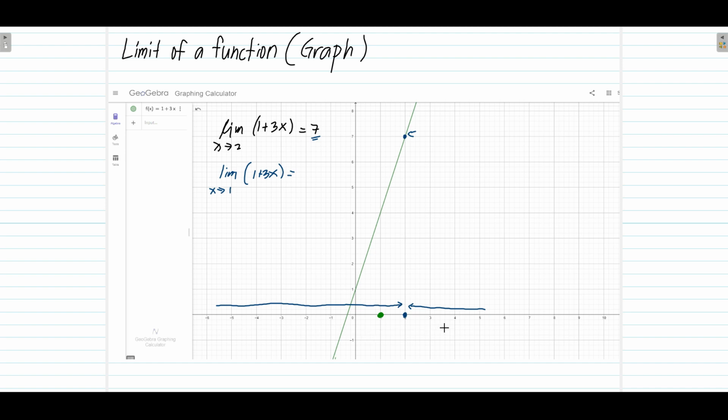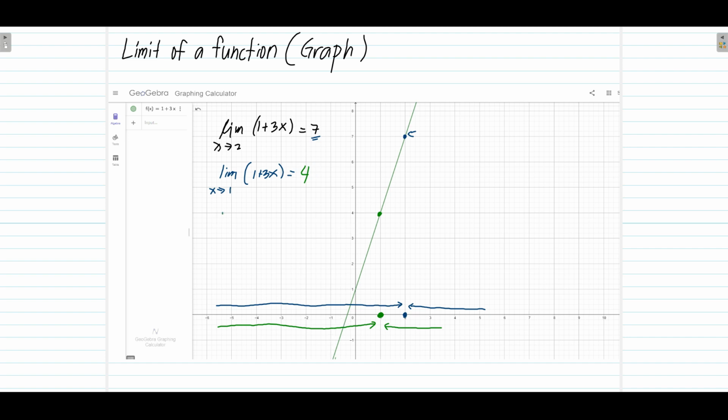So from right, pag papunta tayo dito sa positive 1, the value of the function will be at 4. So from right is 4. From left naman, the value of the function coming from the left, if we approach positive 1, is also positive 4. So without doing your table of values, we know that the limit of this function as x approaches 1 is 4. That is based from our graph.